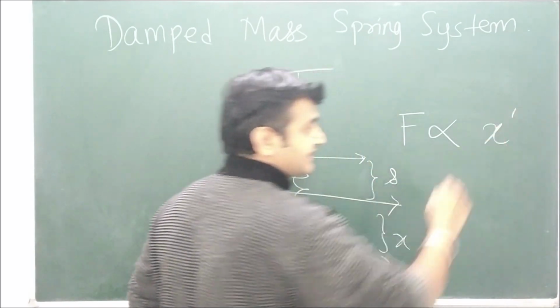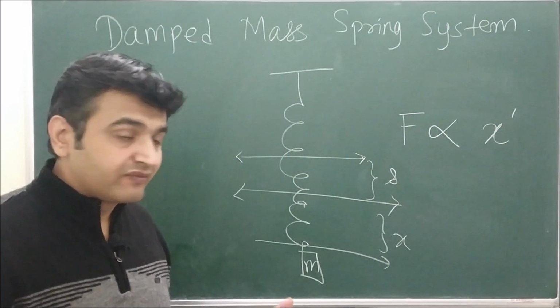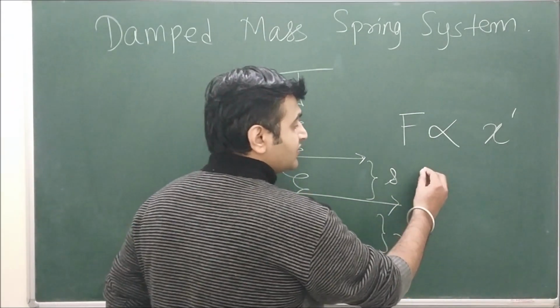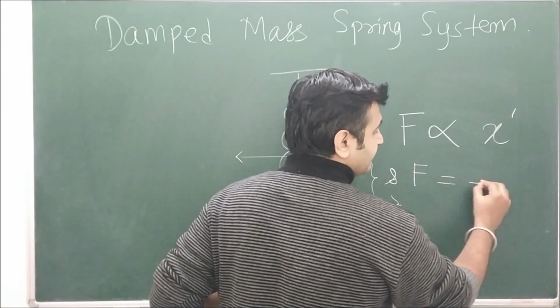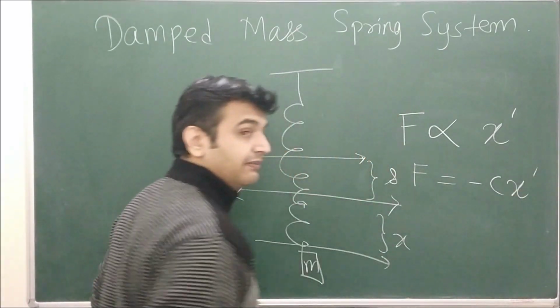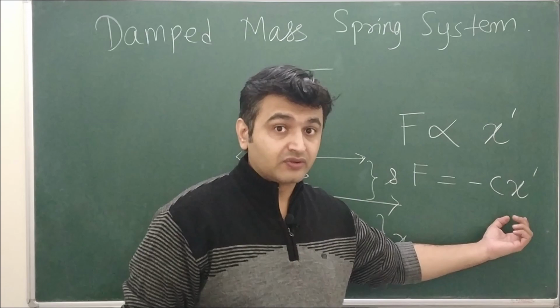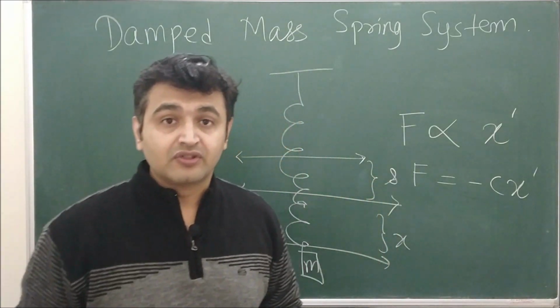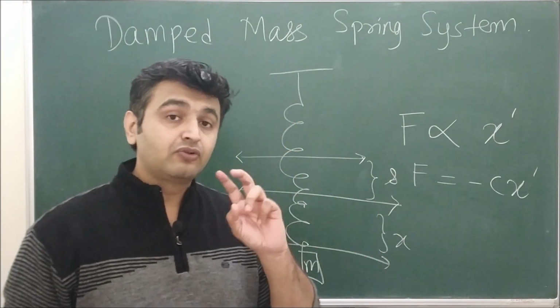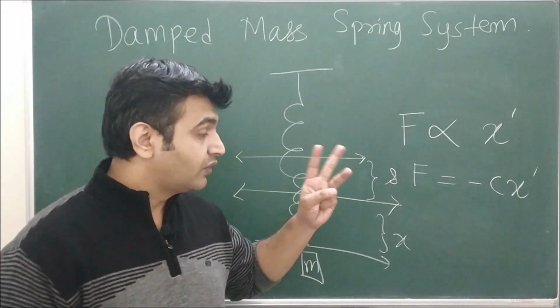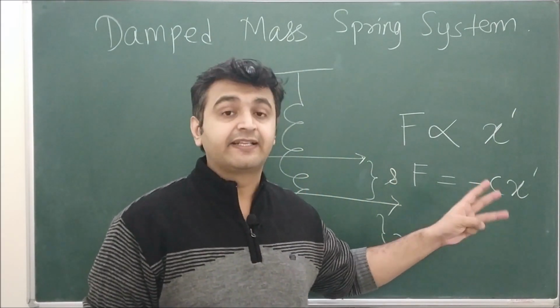So let me call it x dash, because if x is the displacement of the object of mass m, then x prime represents the velocity. And if I want to remove this proportionality sign, your f is nothing but minus c into x dash. Why minus? Because it is decreasing the velocity. So this is what your damping force is. So now we have three forces on your system. In the previous case there were only two forces, the gravitational force and the restoring force of the spring. Now you have the third one as well, that is the damping force.